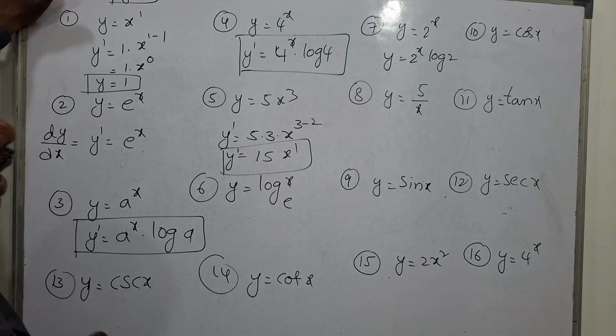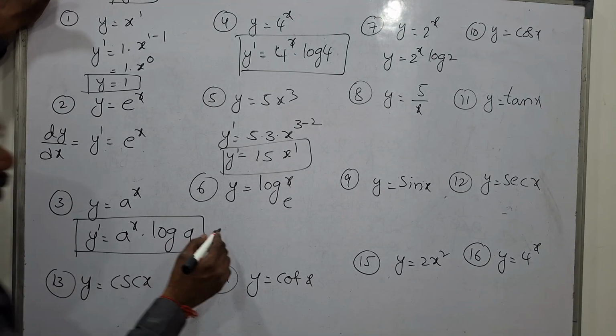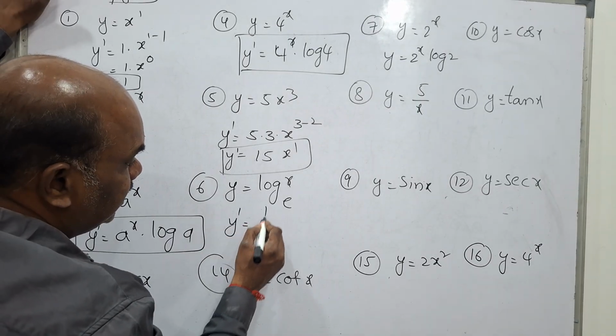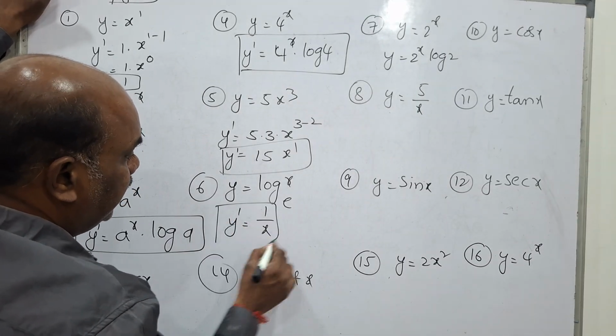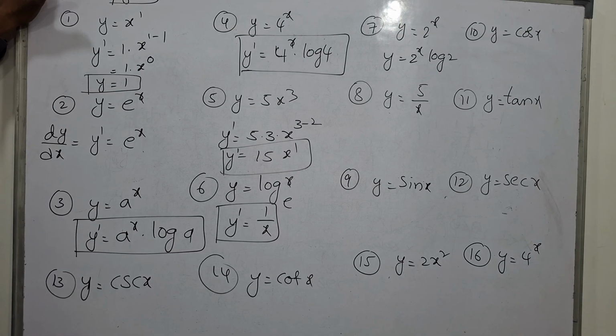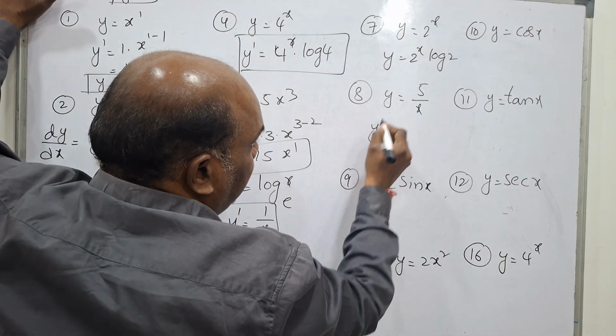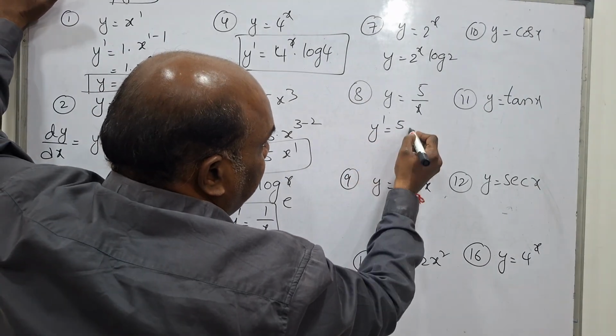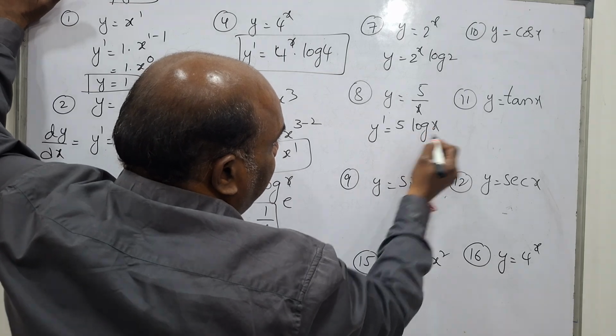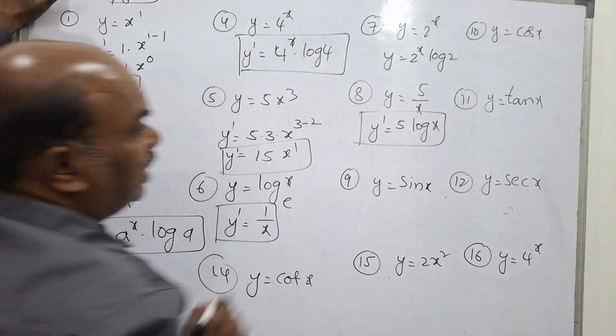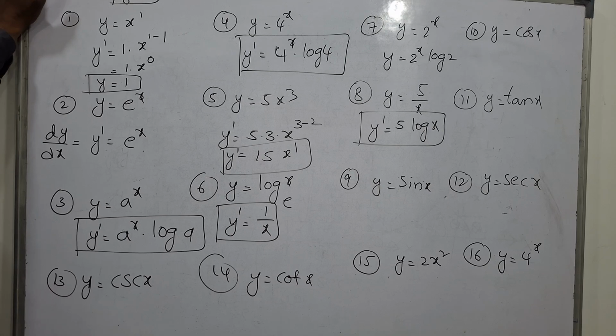Clear, beta? Now see here, y is equal to log x, y dash is equal to 1 by x. Remember, derivative of log x is 1 by x. Now this is in the form of constant into log x. Y dash is equal to 5 constant into 1 by x. This is the answer for the given function: y is equal to 5 log x means y dash equal to 5 by x.